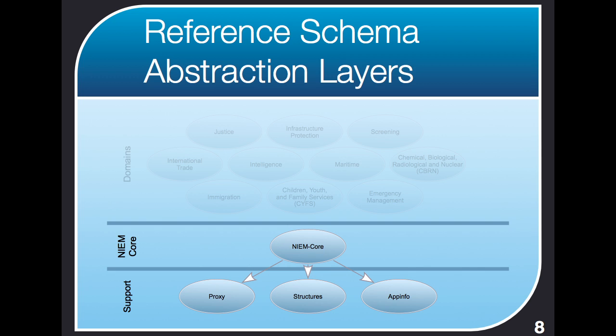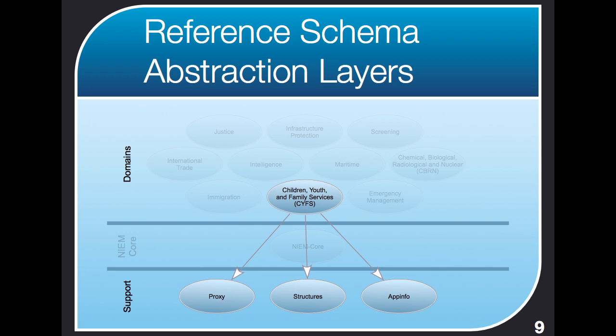Now I mentioned a couple slides back that the upper layers draw upon, use, and extend from the lower layers, but the lower layers don't do that in the opposite direction. So here's our first example of that. NIEM core draws upon the support areas. So NIEM core uses proxy, uses structures, uses app info in order to build its own elements and types. It draws upon the support layer, but the support layer does not draw upon NIEM core. What that lets you do is update NIEM core without having to update the layer below, without having to update the nuts and bolts that hold things together.